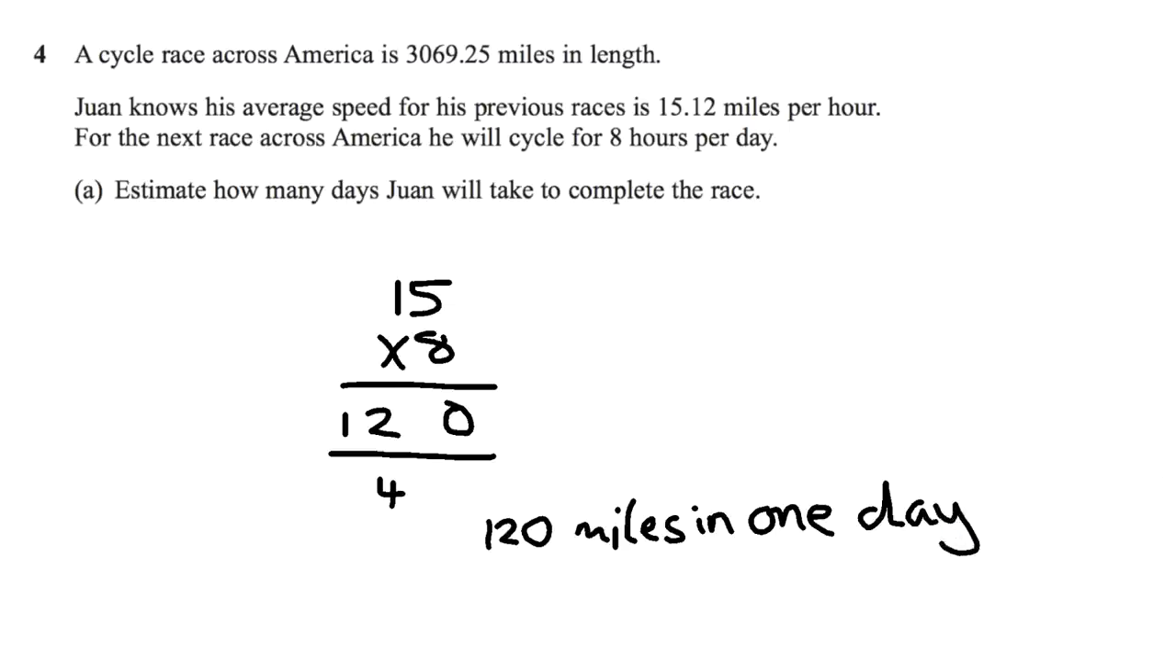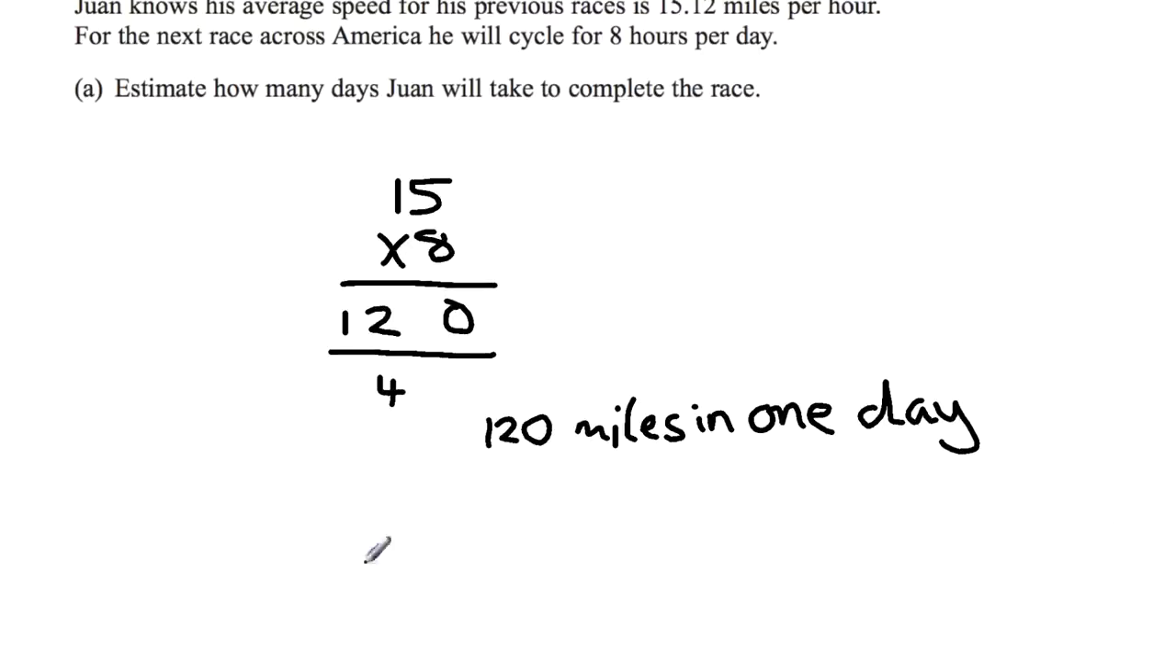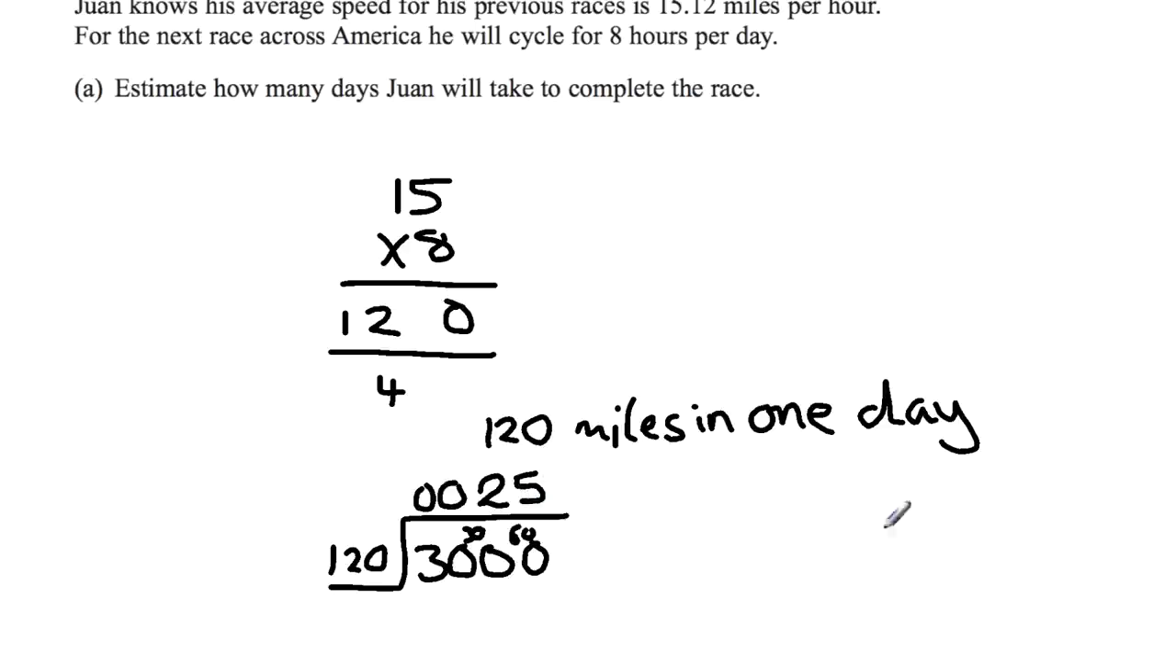I'm then going to round 3,026.25 miles to 3,000 miles. This enables me to divide 3,000 miles by 120. So 120, 3,000, 0, 0, 30. So how many times does 120 go into 300? Twice. The remainder is 60. How many times is 120 going into 600? 5. So it will take Juan 25 days to complete the race.